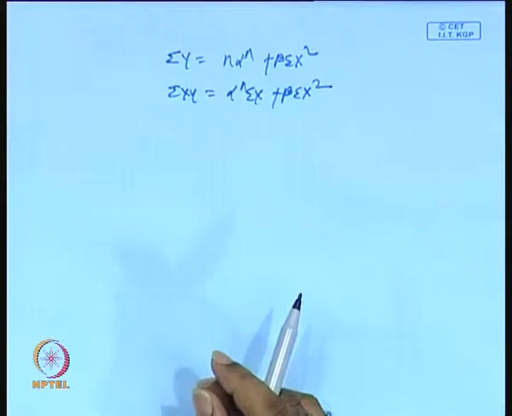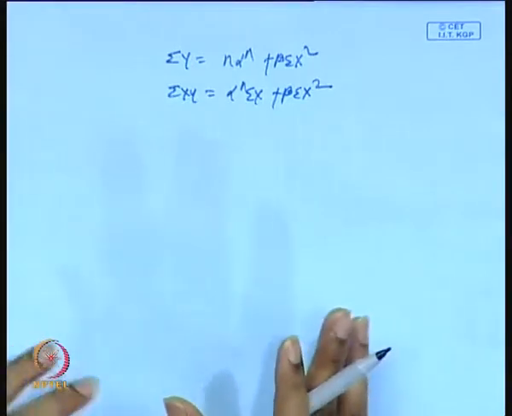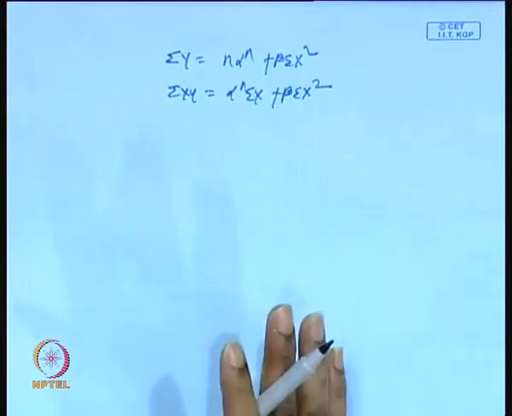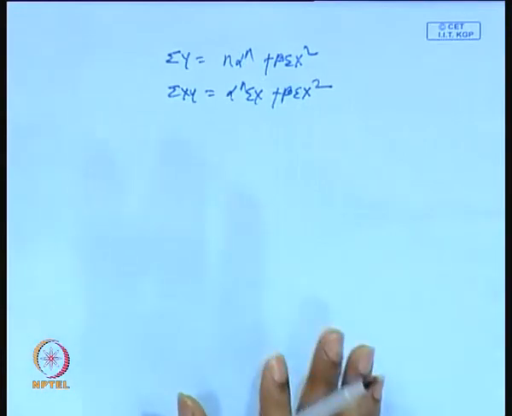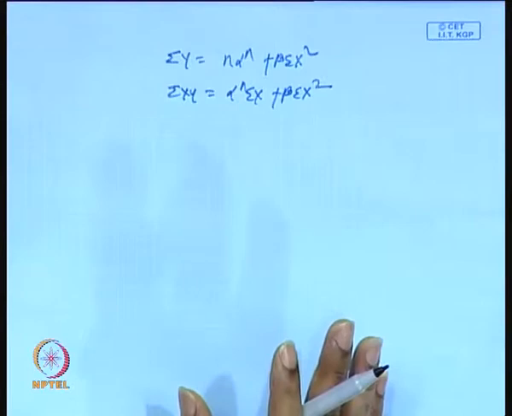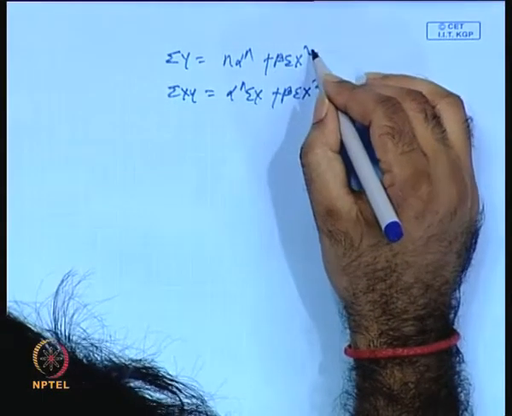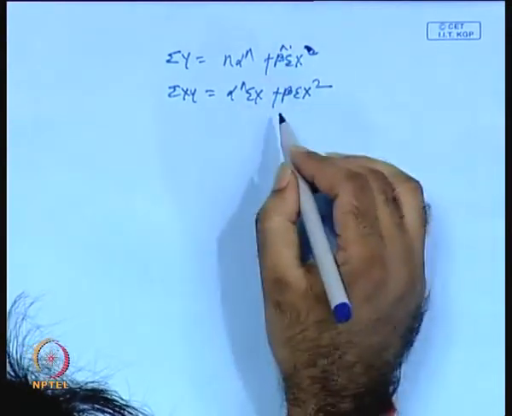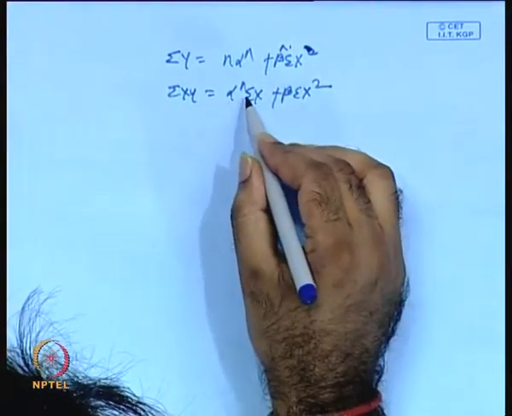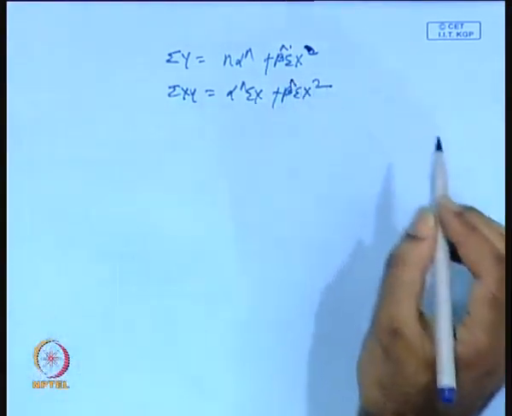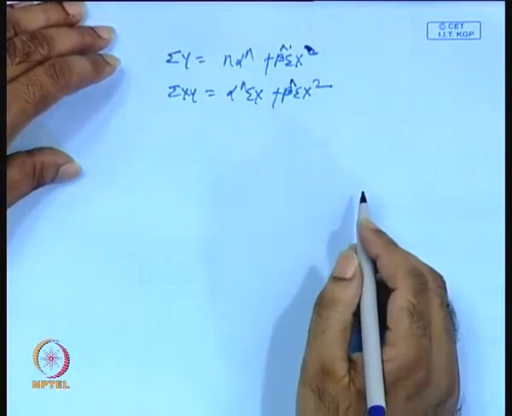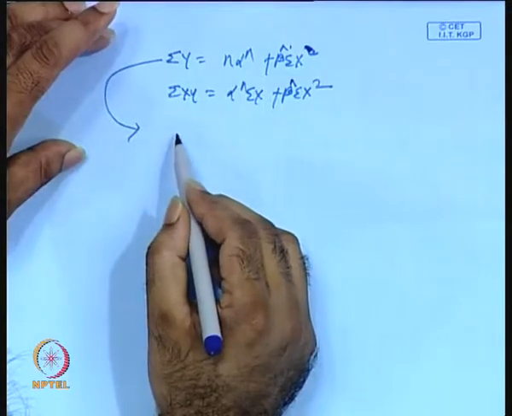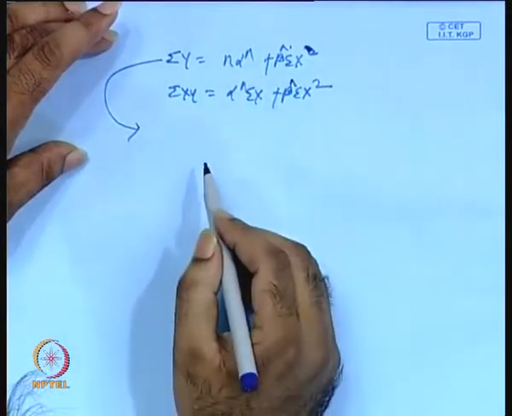Sorry, this is summation y equal to n alpha hat plus beta hat summation x, and summation x y equal to alpha hat summation x plus beta hat summation x square. So, what do you have to do? Let us take the first equation here: summation y equal to n alpha hat plus beta hat summation x.